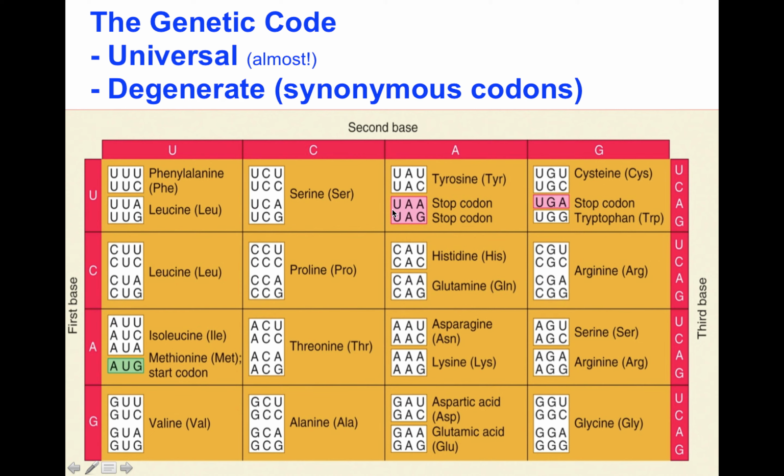Notice also that there are three codons that do not encode amino acids. They are the stop codons, UAA, UAG, UGA. So if you were going to memorize any codons from this chart, you should probably memorize the AUG, which is methionine, and maybe also UAA, UAG, and UGA as the stop codons.